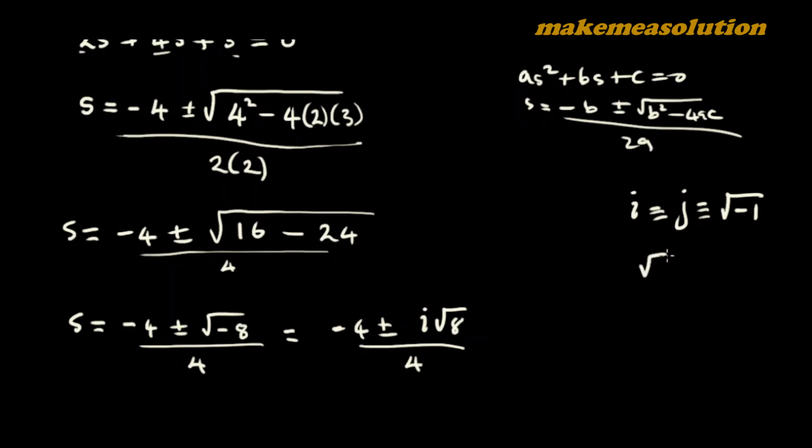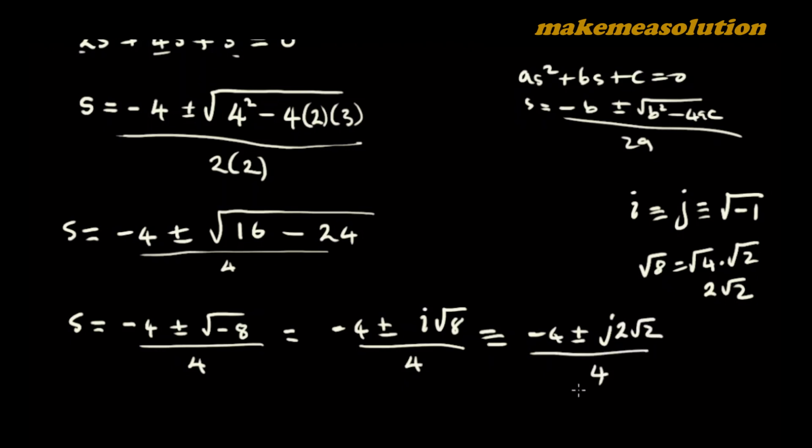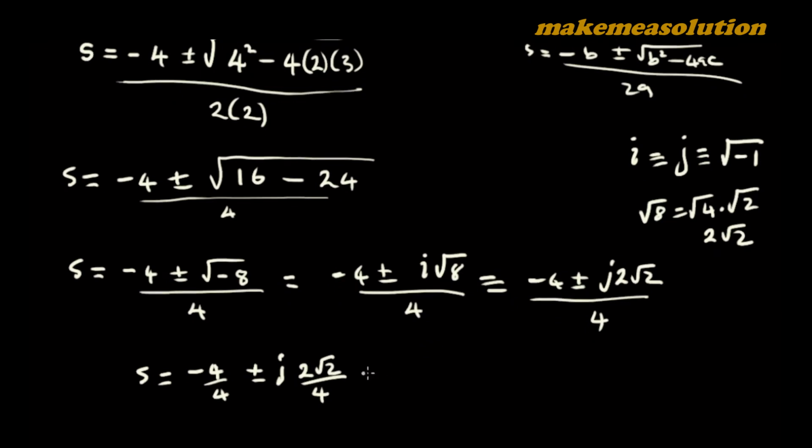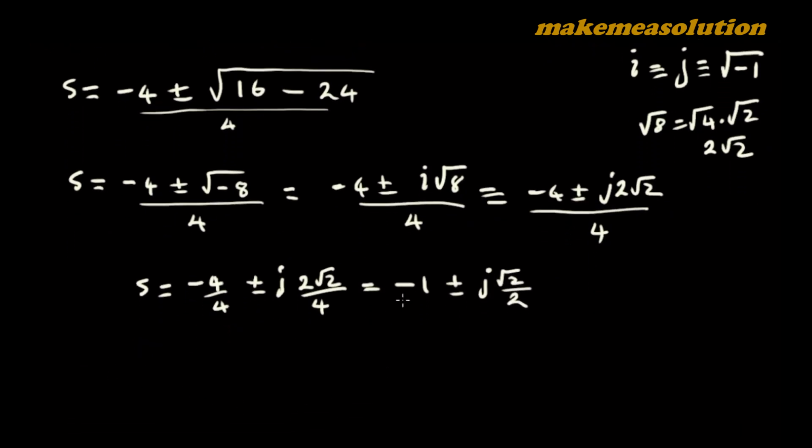Remember that the square root of 8 is the square root of 4 times the square root of 2, and this is 2 root 2. So you can still simplify this to minus 4 plus or minus, let me use j, j 2 root 2 over 4. So at the end of the day, when you simplify, s will be equal to minus 4 over 4 when you distribute the denominator, plus or minus j 2 root 2 over 4, and this leaves us with minus 1 plus or minus j root 2 over 2. So this is the complex value.